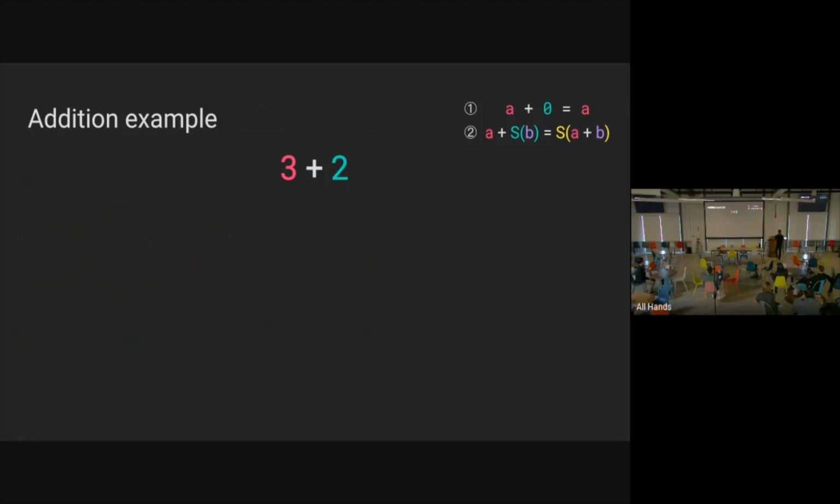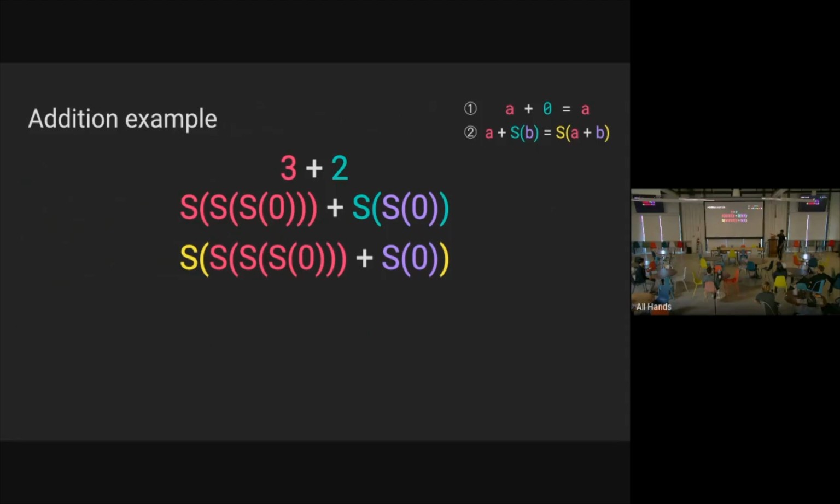So 3 plus 2, the rules up there are on the right. The first thing that we do is expand out our syntactic sugar. So we have s of 0 plus s of 0, right? And now we need to apply one of our rules. Obviously, we can't apply this rule because it doesn't match. So we have to apply this rule, right? So a is in purple on the left, or pink. And then we have s of b. B is this purple thing over here, equals s of a plus b, right? So s of a plus b. Do you guys see that substitution?